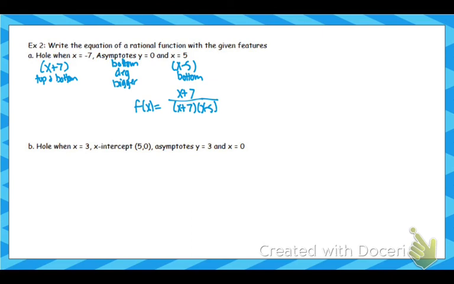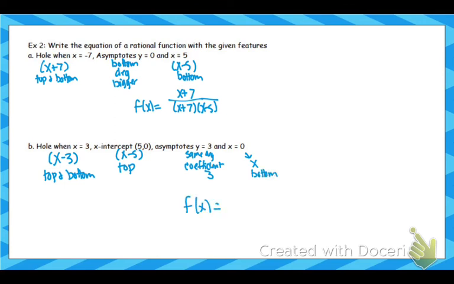All right, let's do another one. There's a hole when x equals 3. So x minus 3 is the factor, top and bottom. X-intercept at 5, 0. So x minus 5 is the factor, x-intercept, that's on the top. Asymptotes of y equals 3. That means we're going to be same degree and a coefficient of 3. And then x equals 0, the factor is just x, and that's going to be on the bottom.